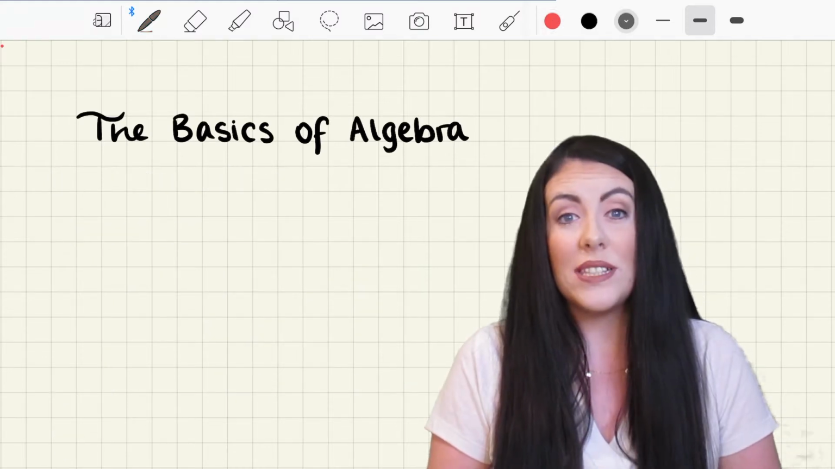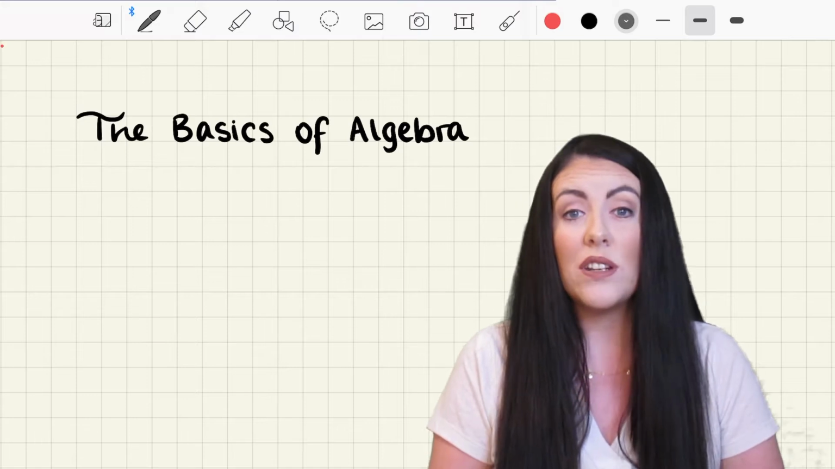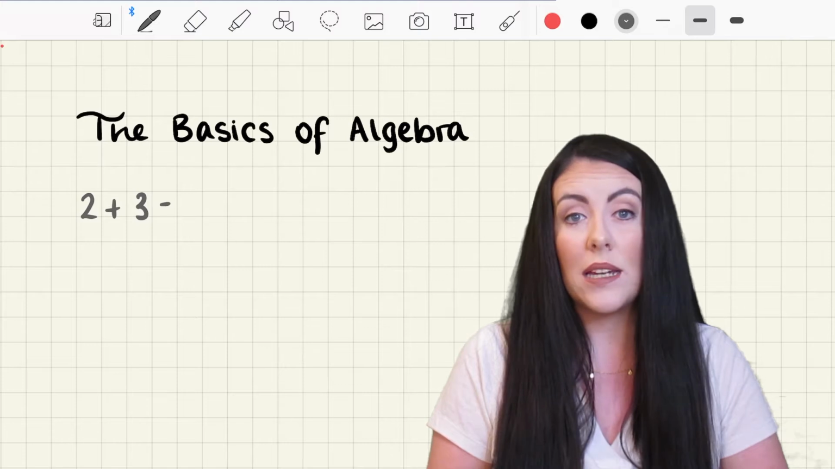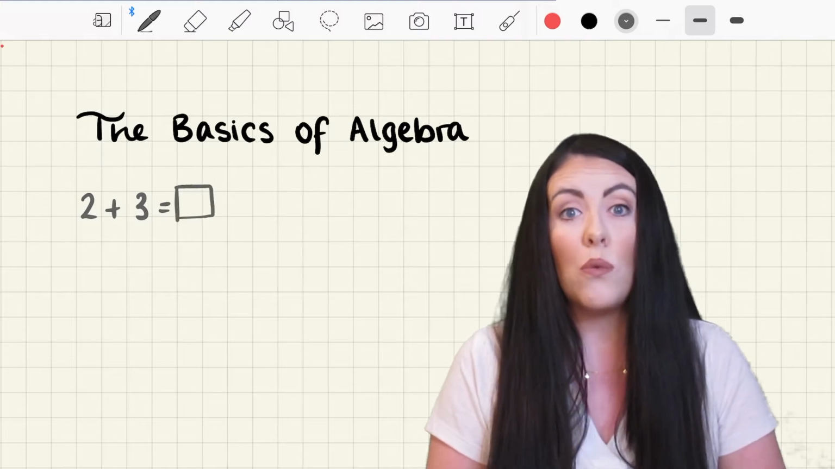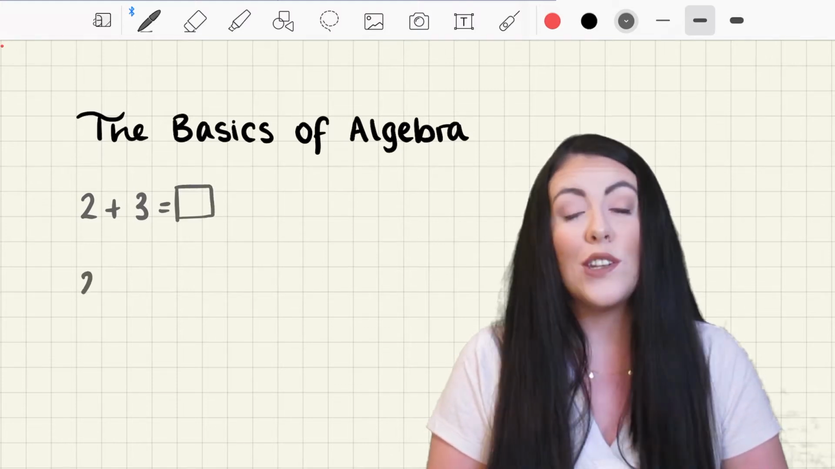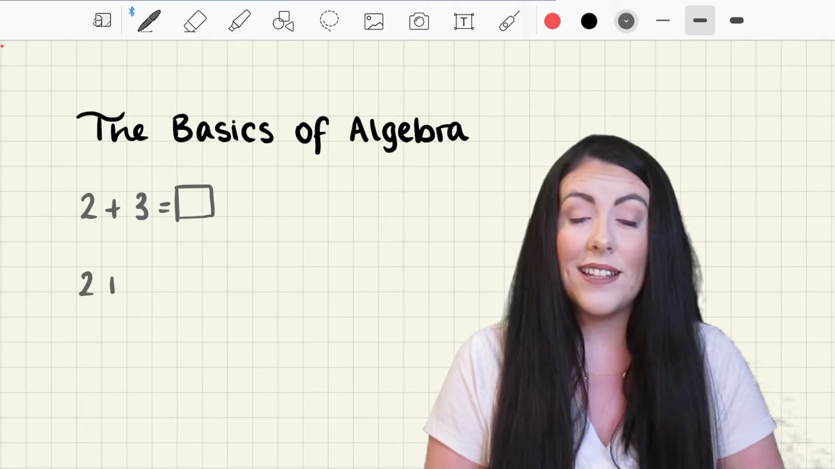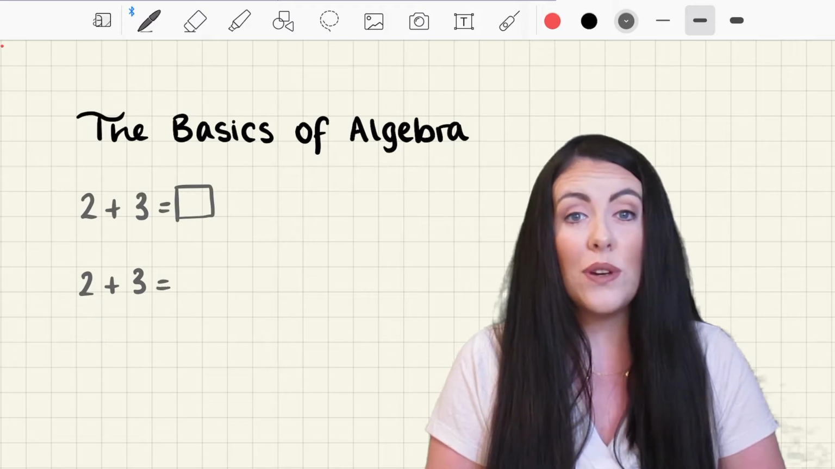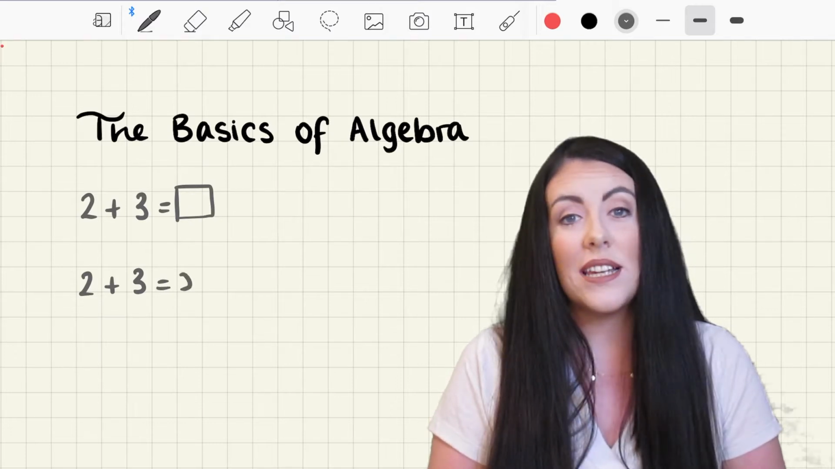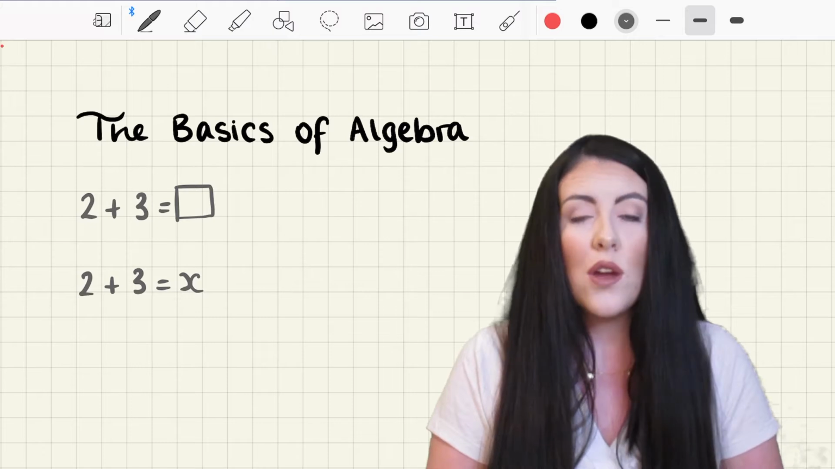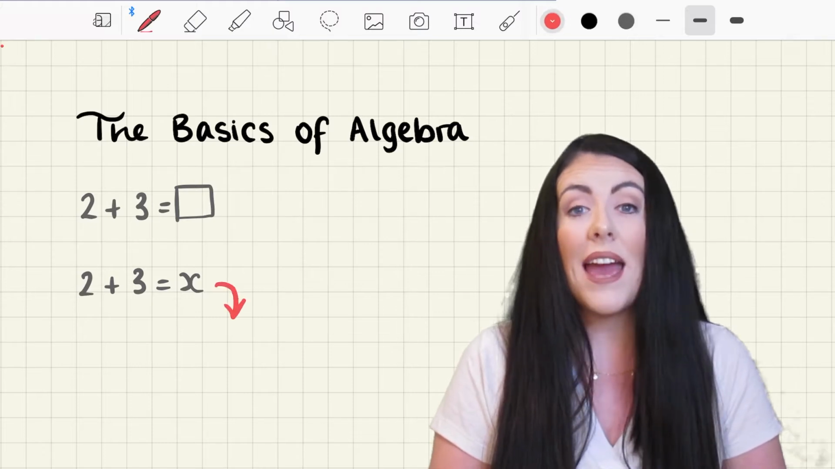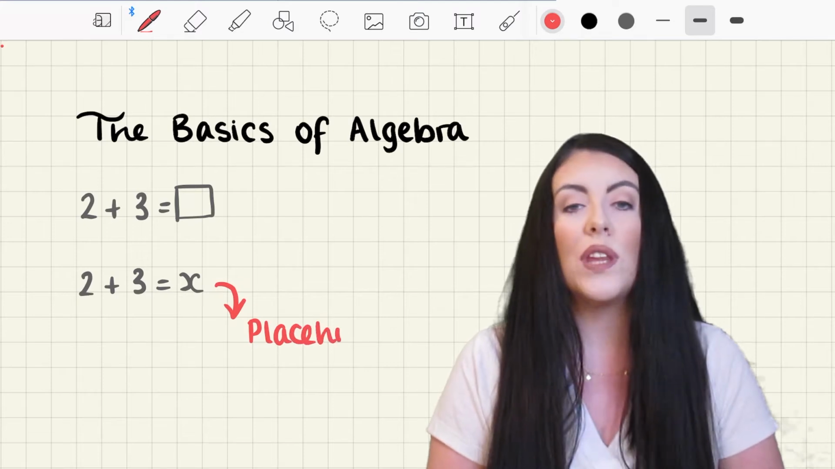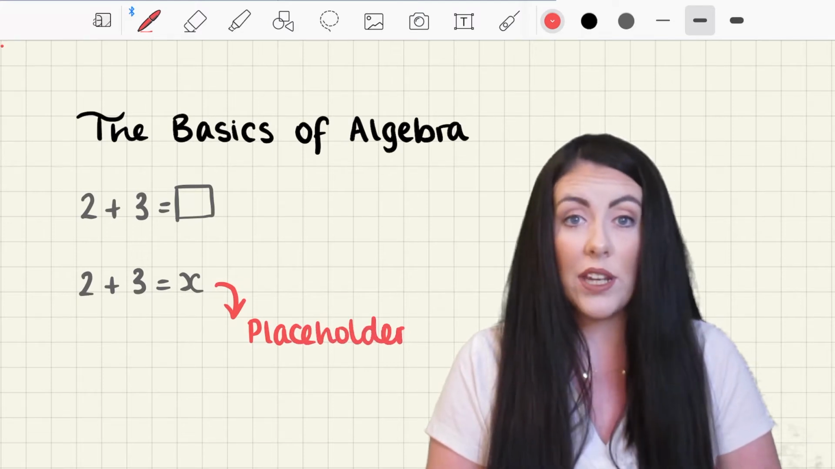We're now going to revisit the previous example we had of 2 add 3 equals blank. We worked it out to be 5. Remember, that is arithmetic because the only thing that was unknown was the answer to the question. Now we're going to look at that same calculation or equation but use algebra. So instead of saying 2 add 3 equals blank, we're going to say 2 add 3 equals x. Remember, that x could be replaced by any letter of the alphabet. The x acts as a placeholder for the unknown variable that we're trying to figure out.